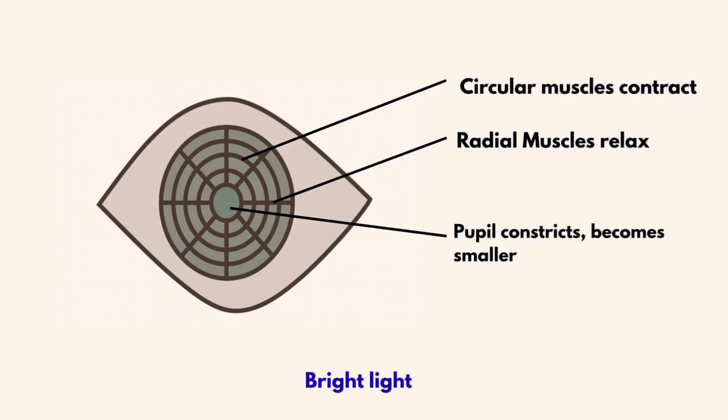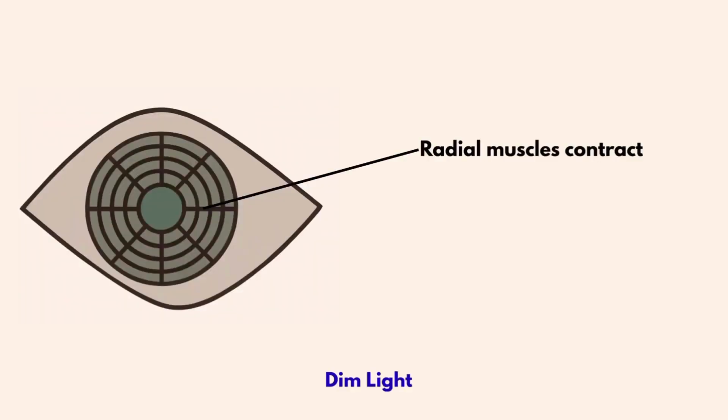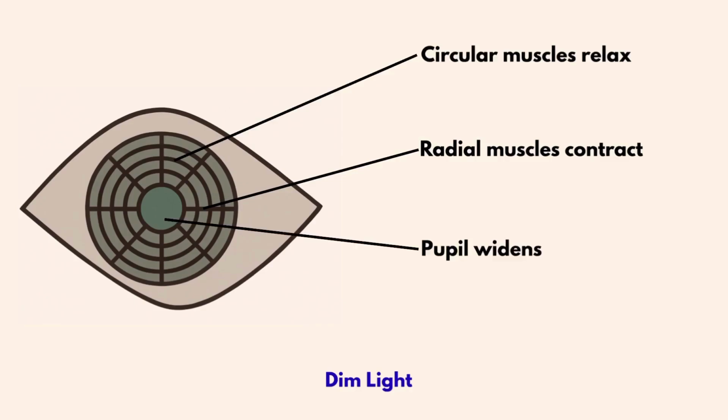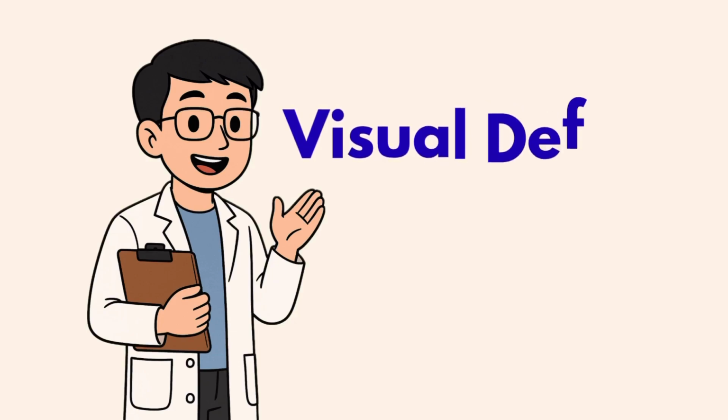This protects the retina from too much light, similar to pulling a curtain halfway closed when the sun is too bright. When you walk into a dim room, the opposite happens. The radial muscles contract, the circular muscles relax, and the pupil widens so more light can enter, allowing you to see better in low light. Once you understand these mechanisms, visual defects suddenly make a lot more sense.